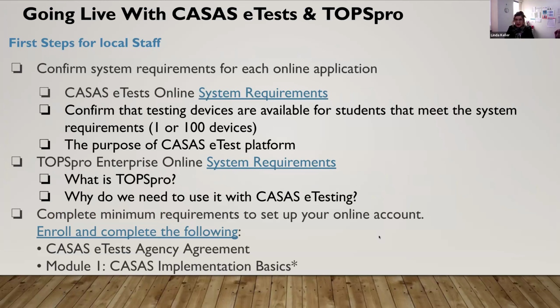So these are the basic things to be thinking about. They've got what's called a going live checklist that CASAS has developed, but I added some additional information into their going live checklist. But the first thing that folks need to do, if you don't already have a CASAS e-test account created, is make sure that you have the system requirements that will meet each online application. And there are links in this PowerPoint for each of the system requirements.